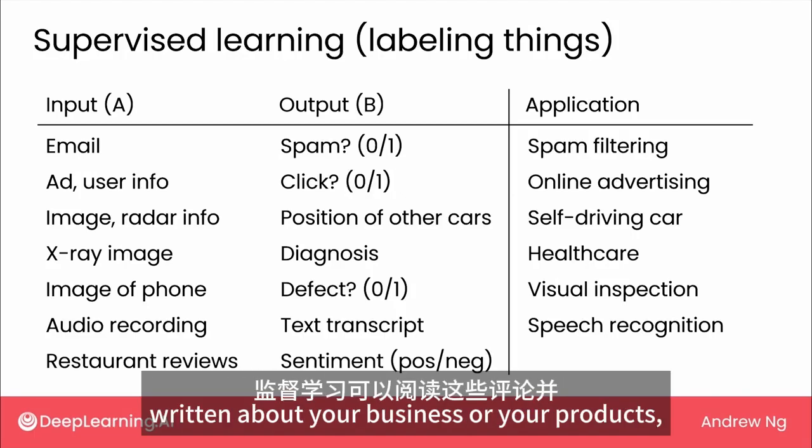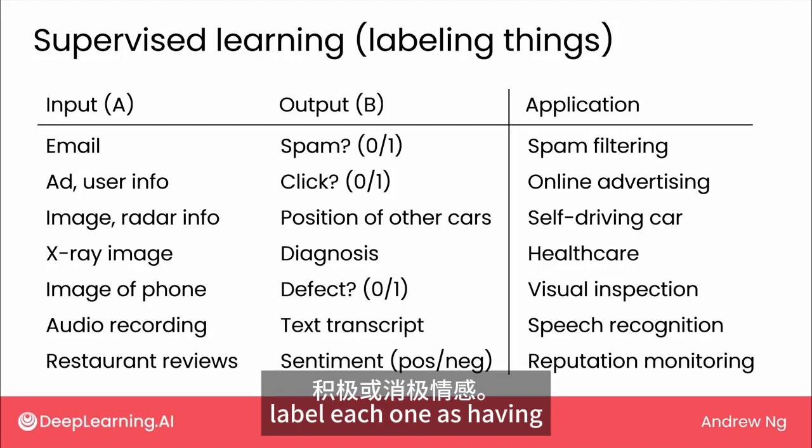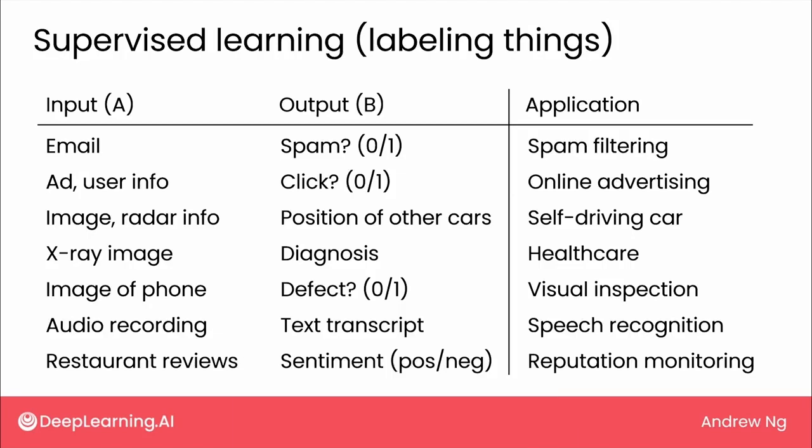Or as a final example, if you run a restaurant or some other business where occasionally you have reviews written about your business or your products, supervised learning can read those reviews and label each one as having either a positive or a negative sentiment. And this is useful for reputation monitoring of the business.